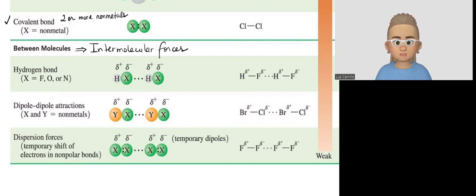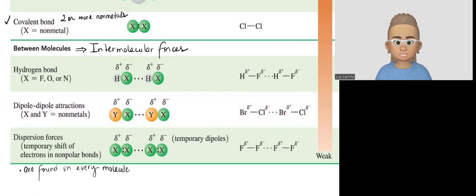The first one is going to be dispersion forces. And when we compare it to the other two, dispersion forces are actually the weakest. Dispersion forces are found in every molecule, because as long as a molecule has electrons, dispersion forces are going to be present. So what are dispersion forces?